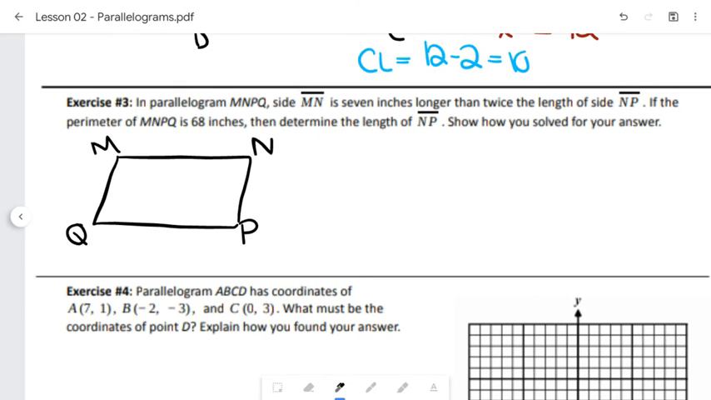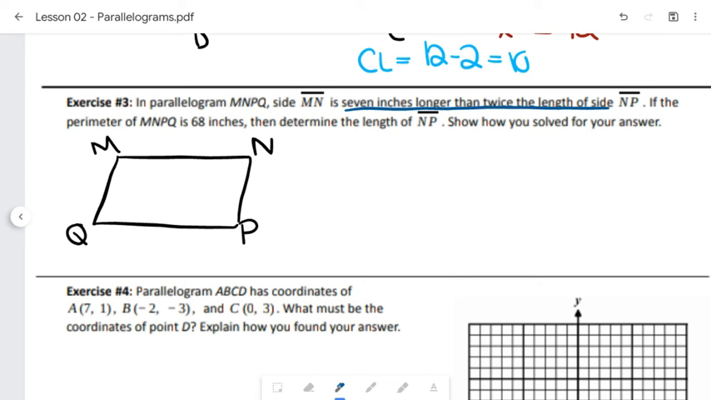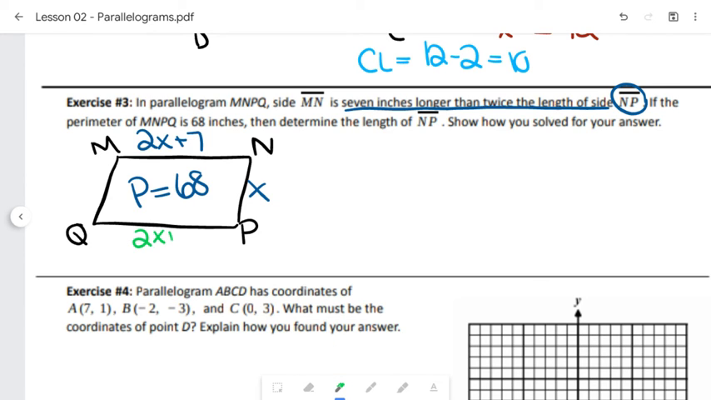Okay, and we know that MN is 7 inches longer than twice the length of NP. So that means NP, we're going to call that X, and MN will be 2X plus 7. And we know the perimeter, if I add up all the sides, is equal to 68. So that's what we know. The pieces that we have to keep in mind is that we just said that the opposite sides are congruent. So this is 2X plus 7, and this piece is X.